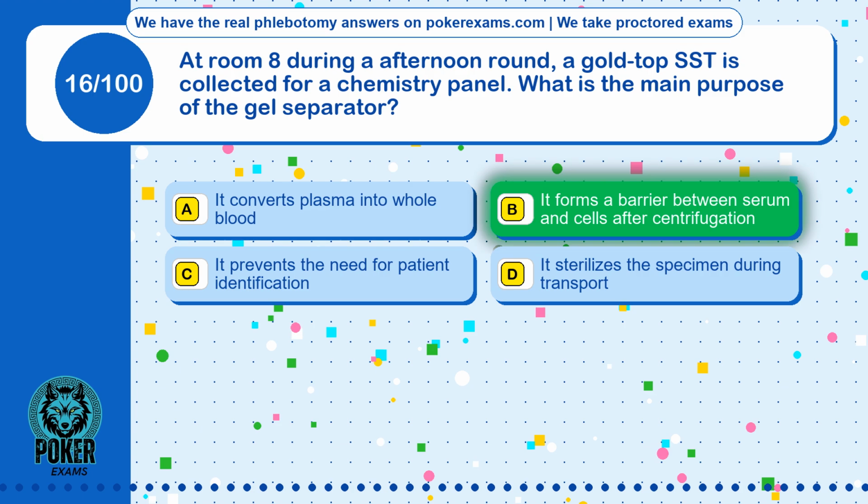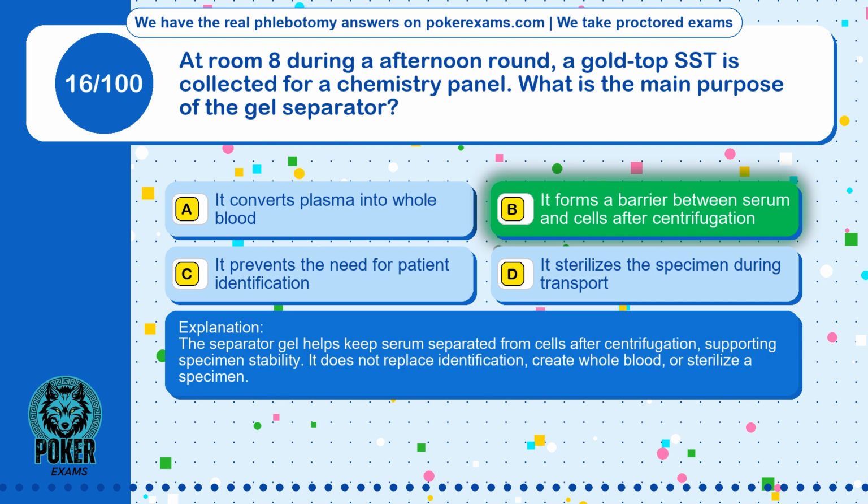The correct answer is option B. It forms a barrier between serum and cells after centrifugation. The separator gel helps keep serum separated from cells after centrifugation, supporting specimen stability. It does not replace identification, create whole blood, or sterilize a specimen.